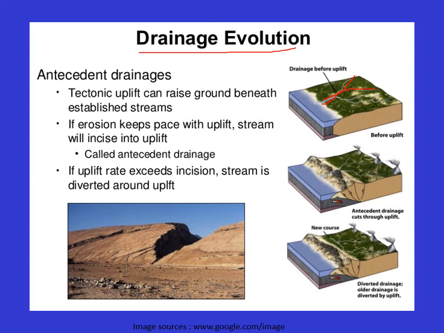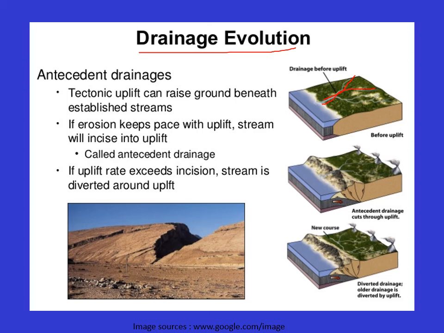Now, due to some tectonic activity, a mountain range or an upliftment occurs in this portion, and that basically blocks the flow of the river. So what happens if the rate of upliftment is proportionate to the erosion by the stream, or the incising of the stream? That means at the same time as this upliftment occurs, the river cuts through these restrictions, these hillocks.